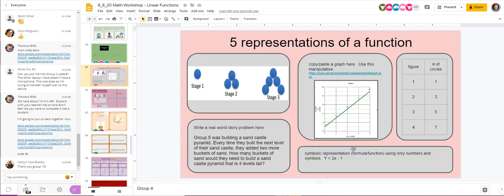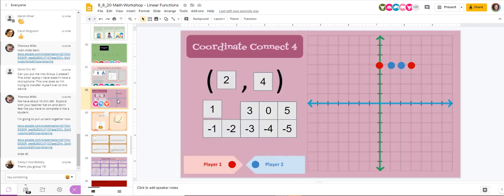Slide 41. We had all 5 representations of a function on the same slide, so students are seeing the way that they're the same. We practiced some coordinate plane plotting on slide 42, and some students will emerge with strategies since you can only move one card at a time.